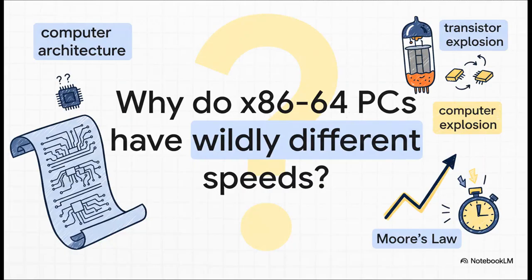So it all kicks off with this puzzle, right? You see two computers. Both say they have an x86-64 processor. The same family of chips from Intel or AMD. But one is this absolute beast of a gaming machine, and the other is a super basic budget laptop. How is that even possible if they're supposedly built around the same thing? Well, that's the big mystery we're going to solve today.